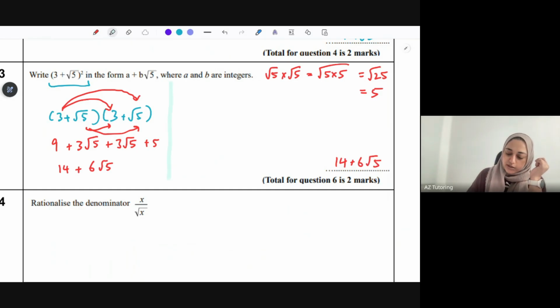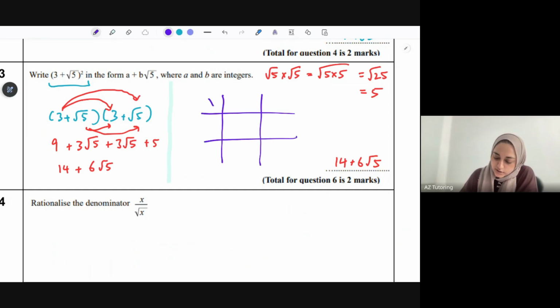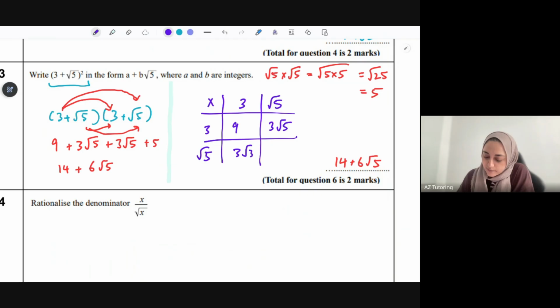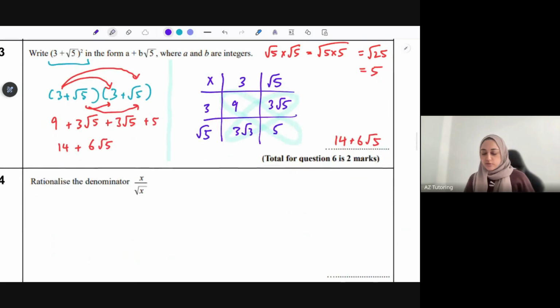Now, I just want to show you how you would do the grid method as well, for anyone that does use the grid method. So, putting it in a grid, there's your 3 and √5 times 3 and √5. So 3 times 3 is 9. 3 times √5 is 3√5. √5 times 3 is 3√5. √5 times √5 is 5, as we've just discussed up here. And then collect like terms. You can see you've got like terms over here, and you've also got like terms over here. So 9 plus 5, which is 14. 3√5 add 3√5 is just 6√5. Okay, so that's how you do it, both methods.